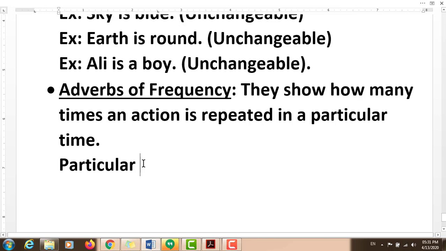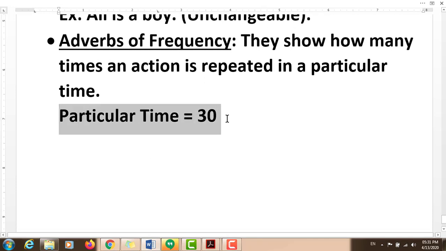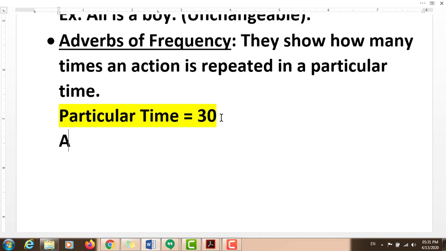Our particular time, let's take it 30 days. This is just an example. It can be a year, a day, a month, a century, a decade. The particular time that we are going to talk about is 30 days. Keep this 30 days in your mind, because we are going to divide this 30 days into percentage. For example, something that is always true, something that happens 100%.